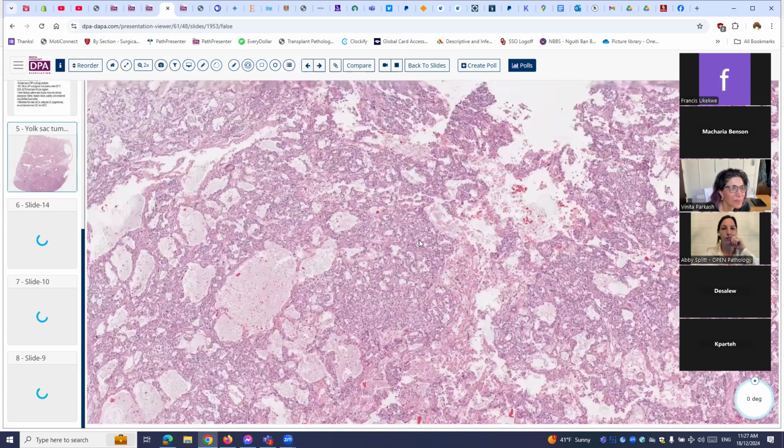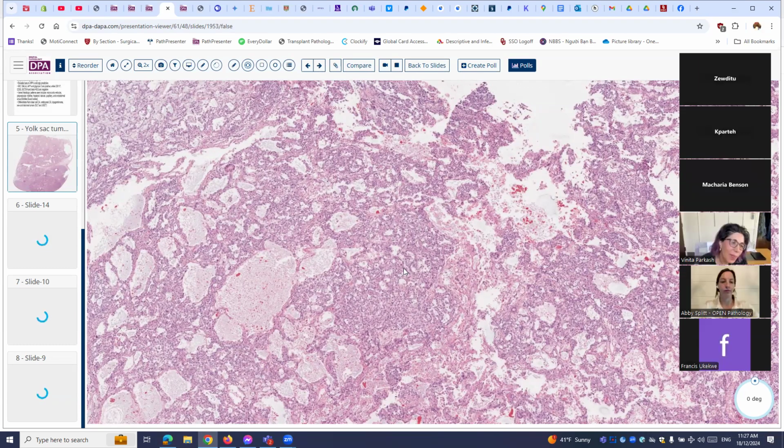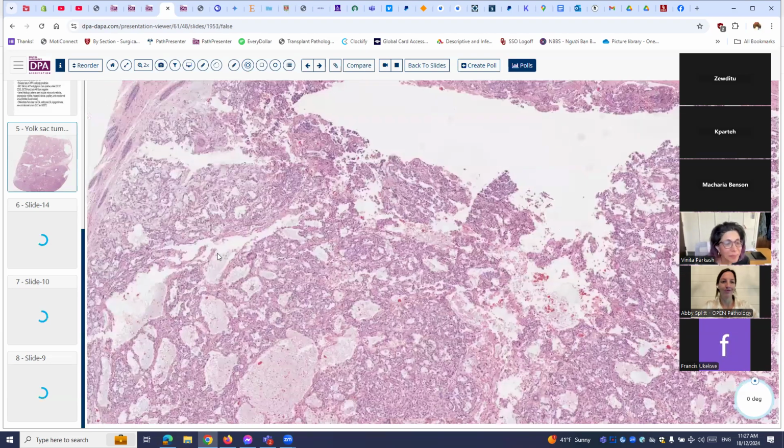Benita, do you want to make any further comments? No, I think you pretty much said it all. The only other comment that I'll make is that the solid pattern is the one that looks most like dysgerminoma, and they're both CD117 positive, so that can sometimes throw you for a loop. But other than that, you said everything.